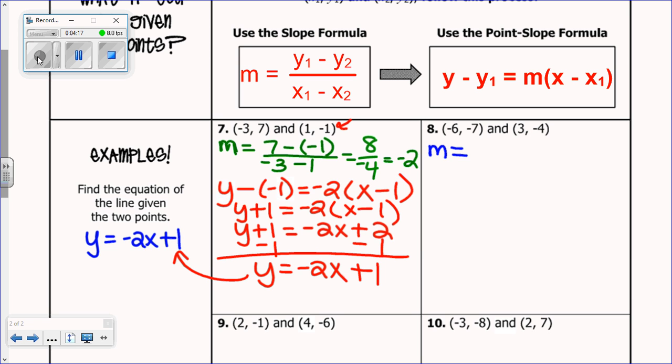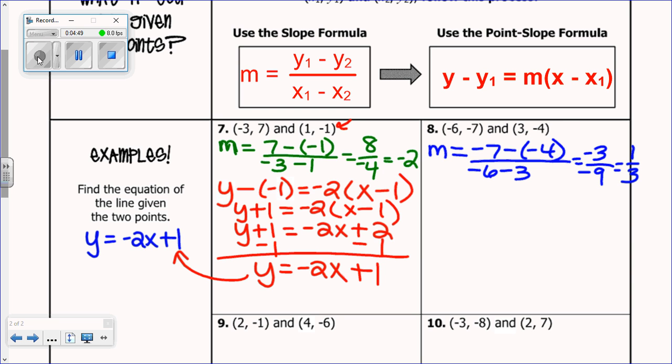So we're going to subtract the y's, negative 7 minus negative 4, over subtract the x's, negative 6 minus 3. So negative 7 minus a negative 4 is negative 3, and negative 6 minus 3 is negative 9. Always simplify. A negative 3 over a negative 9 is a positive 1/3. So we know our slope is 1/3.